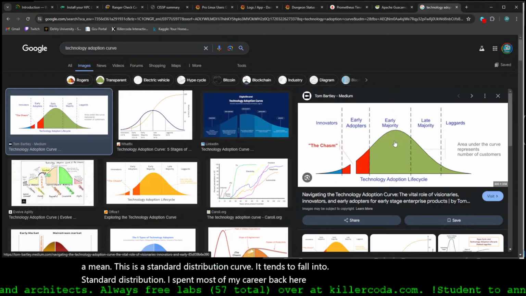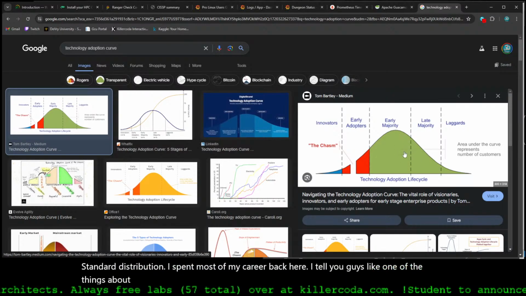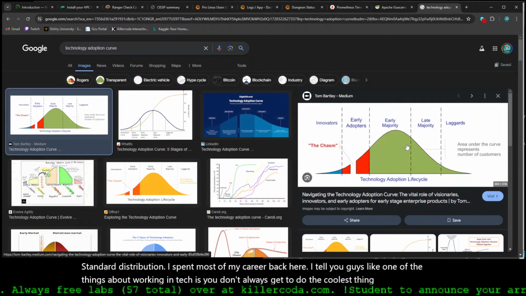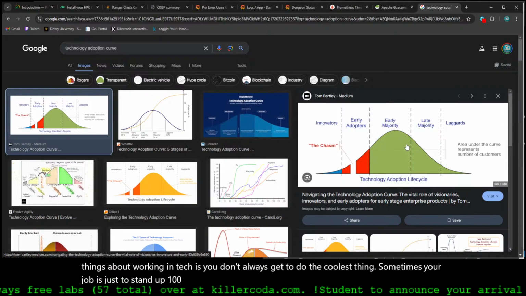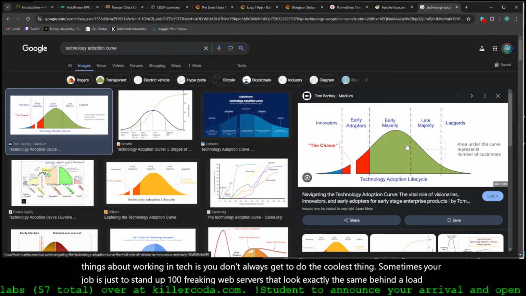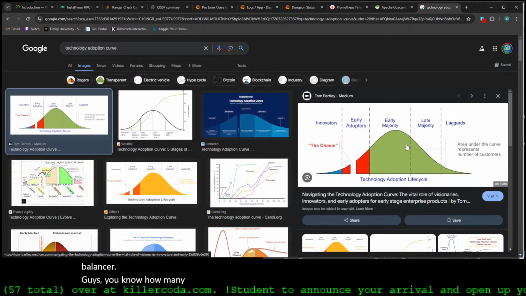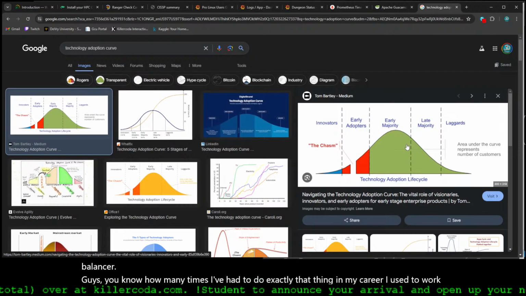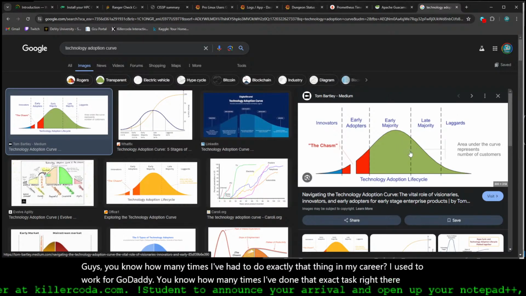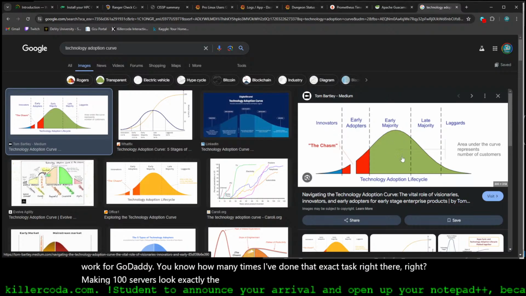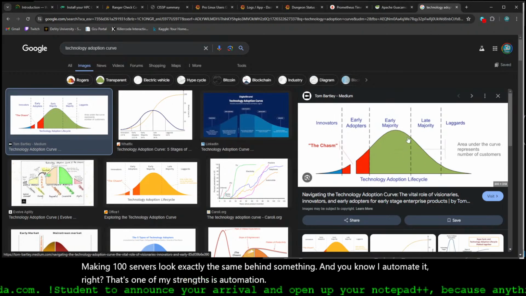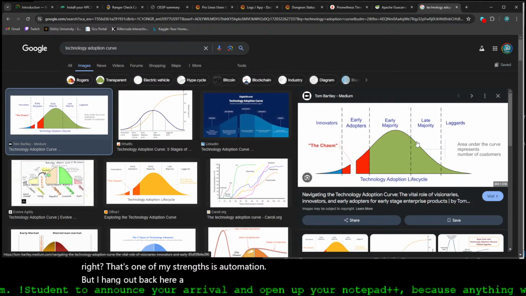One of the things about working in tech is you don't always get to do the coolest thing. Sometimes your job is just to stand up 100 web servers that look exactly the same behind a load balancer. Guys, you know how many times I've had to do exactly that in my career? I used to work for GoDaddy. You know how many times I've done that exact task? Making 100 servers look exactly the same behind something. And I automate it, right? That's one of my strengths. But I hang out back here a lot. And a lot of government systems hang out back here.